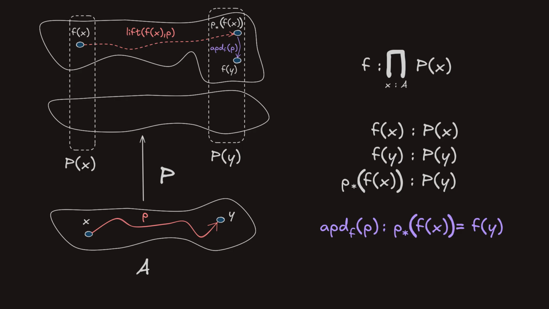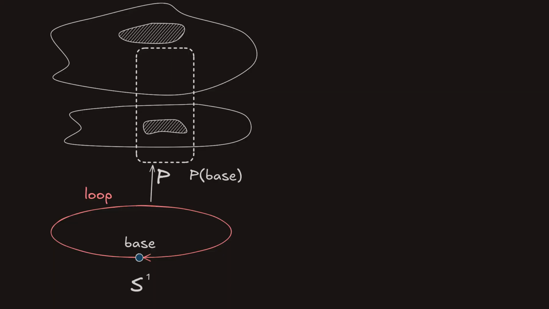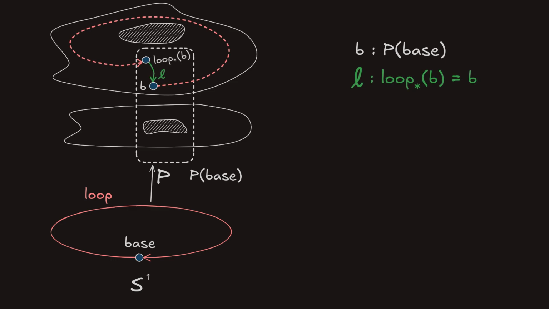Let's take a look at an example. Suppose we wanted to construct a dependent function out of the circle type. And let us again call the type family P. To construct our dependent function, we only need a term b in P base, and we need a path L from loop star b to b.